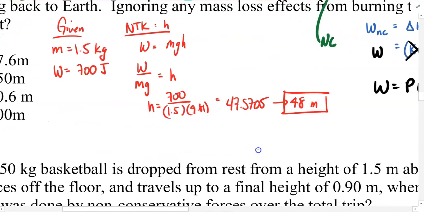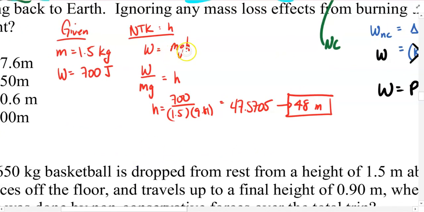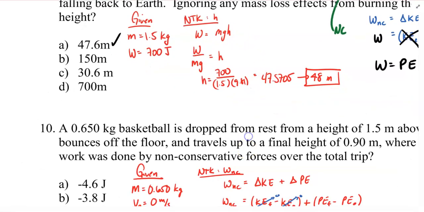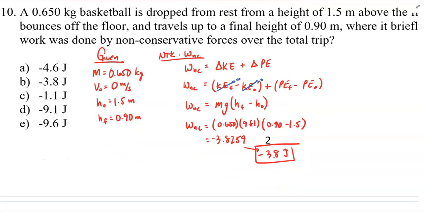So the work that's being done by the rocket's thrusters is equal to mass times gravity times height. We know the mass, we know the gravity, and we know the work that's being done. So when we substitute those values, we ended up with 48 meters for height, and that's approximately 47.6. I reported 48 due to two significant figures.